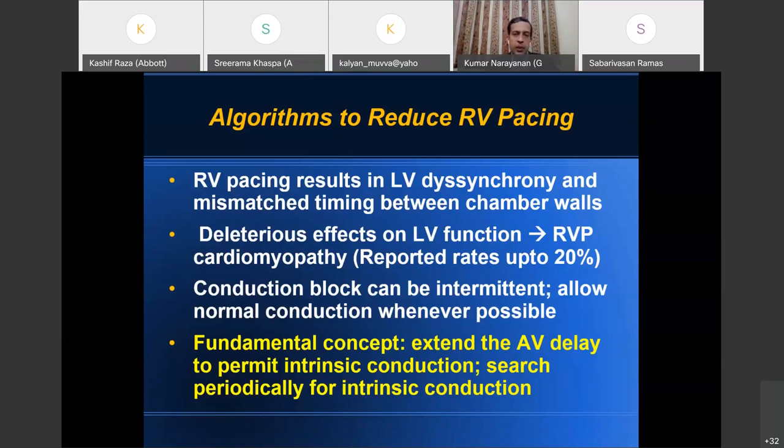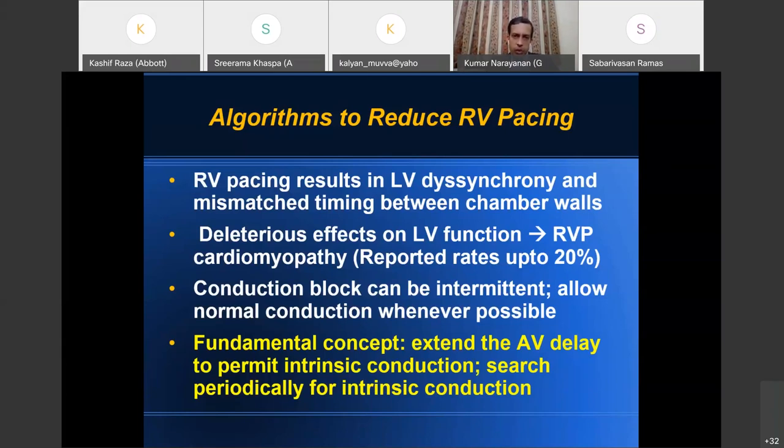So, especially if the patient has intermittent periods of intrinsic conduction, you want to try and allow that and not unnecessarily pace the RV if there are periods when the patient is conducting intrinsically. So there are various different shades of algorithms with some nuances and variations in the way they operate. But at the end of the day, all of them incorporate one basic principle, that is, extend the AV delay.